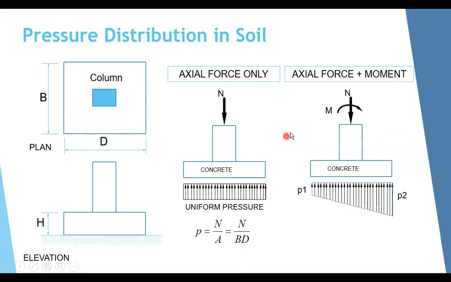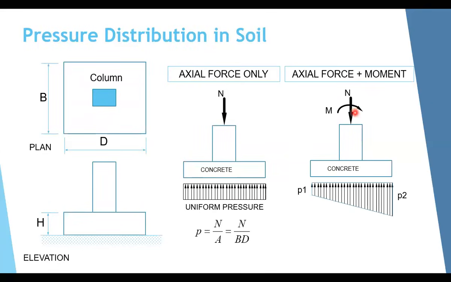The second case is when you have an axial force plus moment, so there is some eccentricity. This can come from moment and normal force, or if you have only normal force but the column is not exactly at the center line of the footing, so it will also result in a moment.